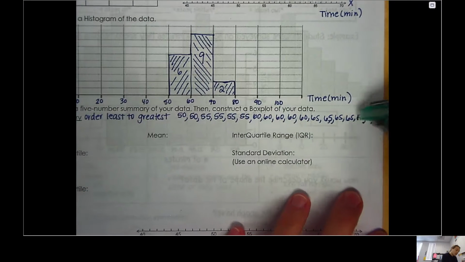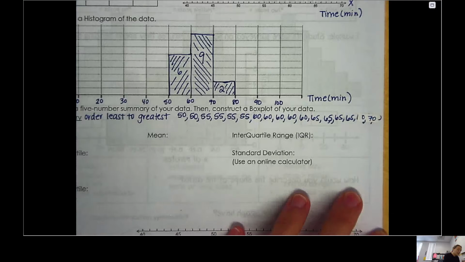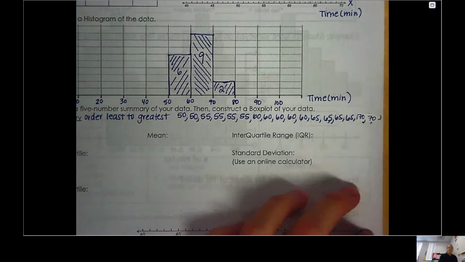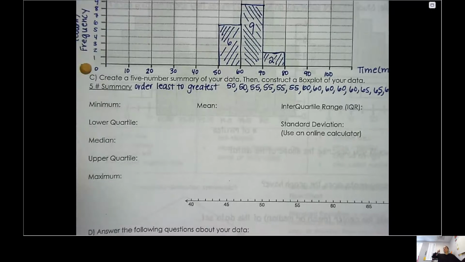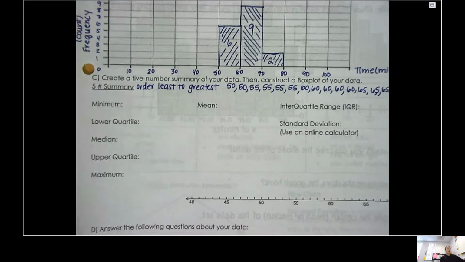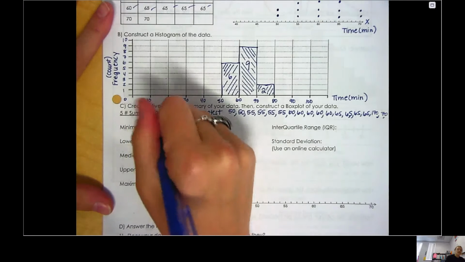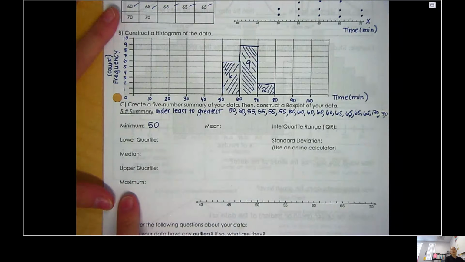Now, our 5-number summary, we start by putting our minimum value first. So minimum means least. Yes, so the smallest number we have is 50 minutes. So my minimum is 50. What is your maximum value you have? 70. 70, great. So you've already got 2 of the 5 numbers.